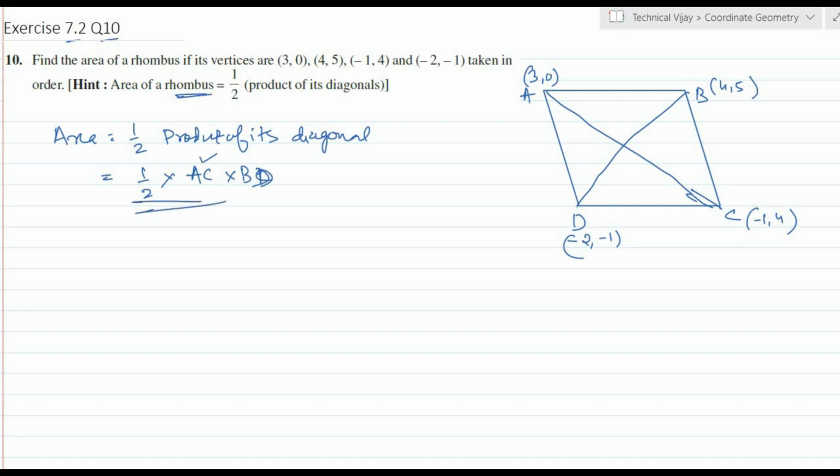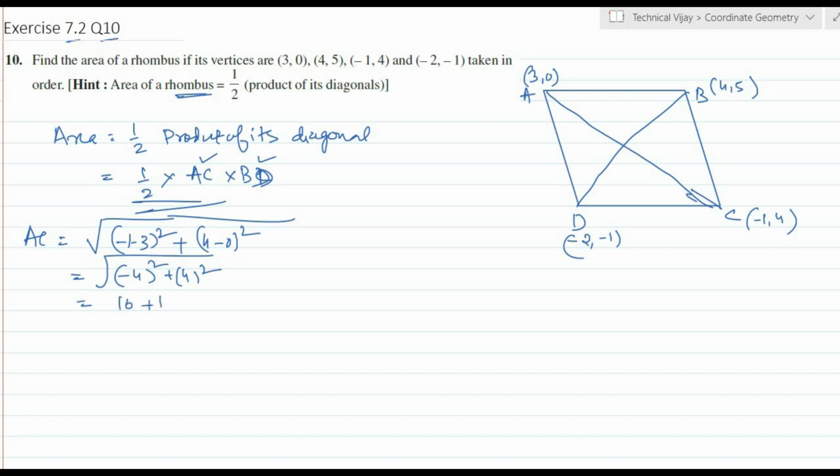So now we have to find out AC and BD. AC means A and C. We know the coordinates, so we can use the distance formula and find the value of AC, and in the same way BD also. AC is equal to square root of x2 minus x1, that is minus 1 minus 3 square, plus y2 minus y1, 4 minus 0 square. This is minus 4 square plus 4 square, so 16 plus 16. This is square root of 32.